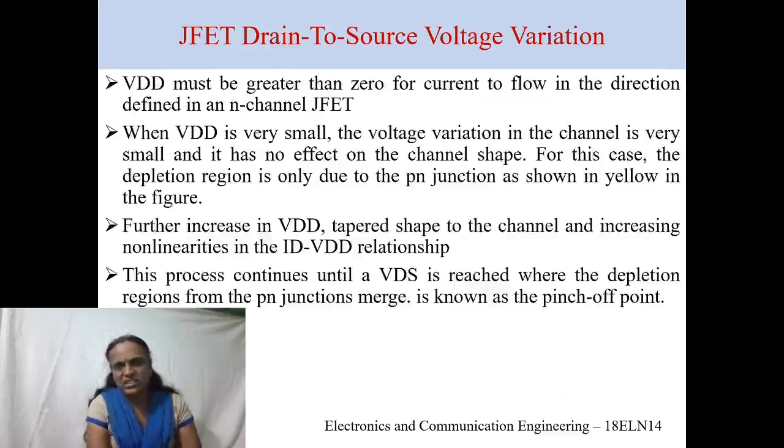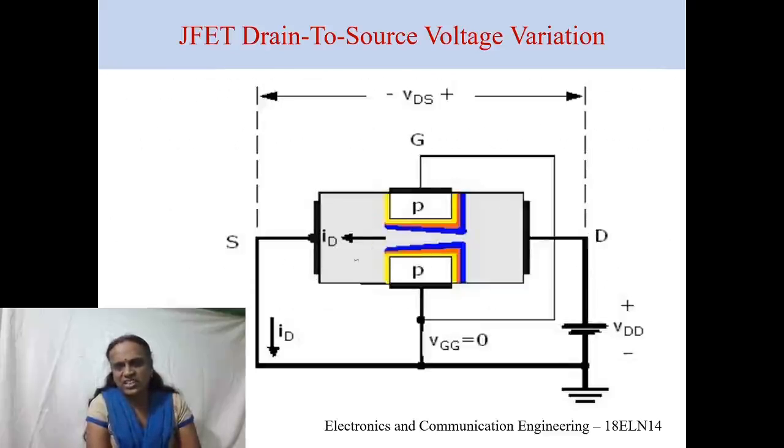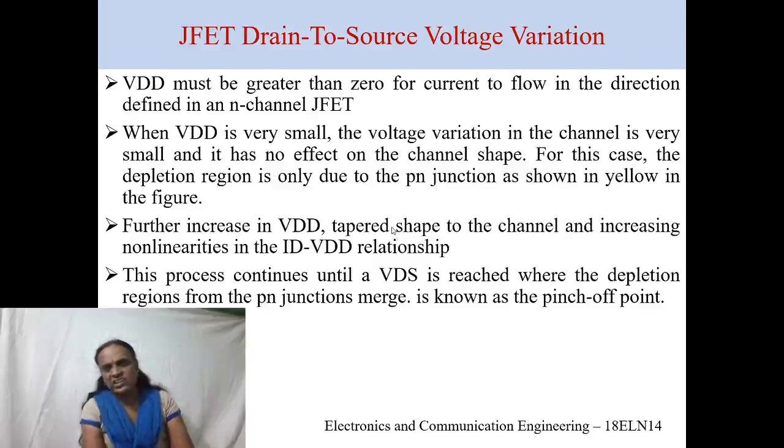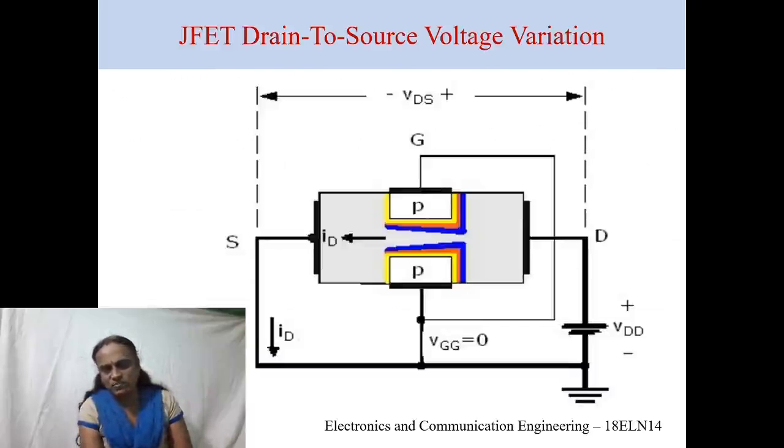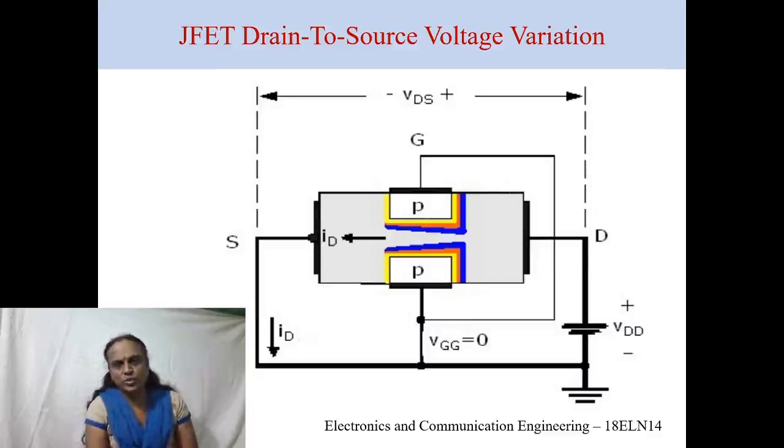This process continues until the voltage VDS is reached where the depletion regions from the PN junction merge, and this voltage, as we have already illustrated, is called the pinch-off voltage. This gives a relation between the drain to source voltage variation.